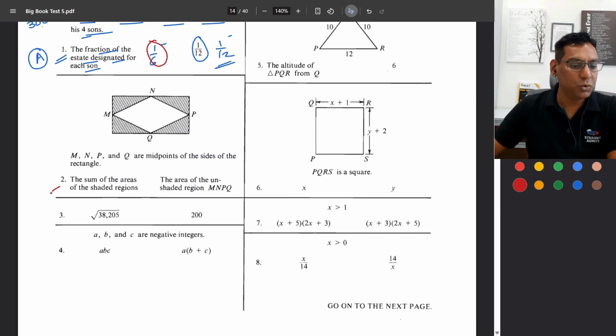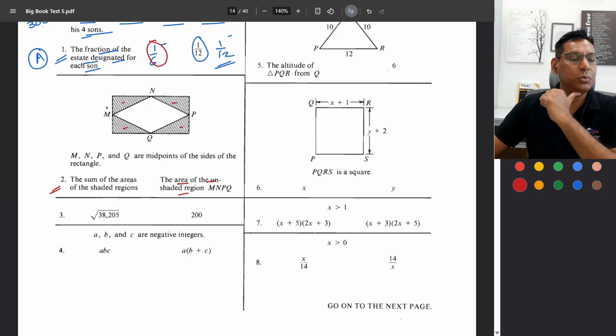Okay, question number 2, the sum of the areas of the shaded regions. Okay, the sum of the areas of the shaded regions. So I'm supposed to find these 4 shaded regions, add them up and compare that with the unshaded region. Okay, what information do I have?